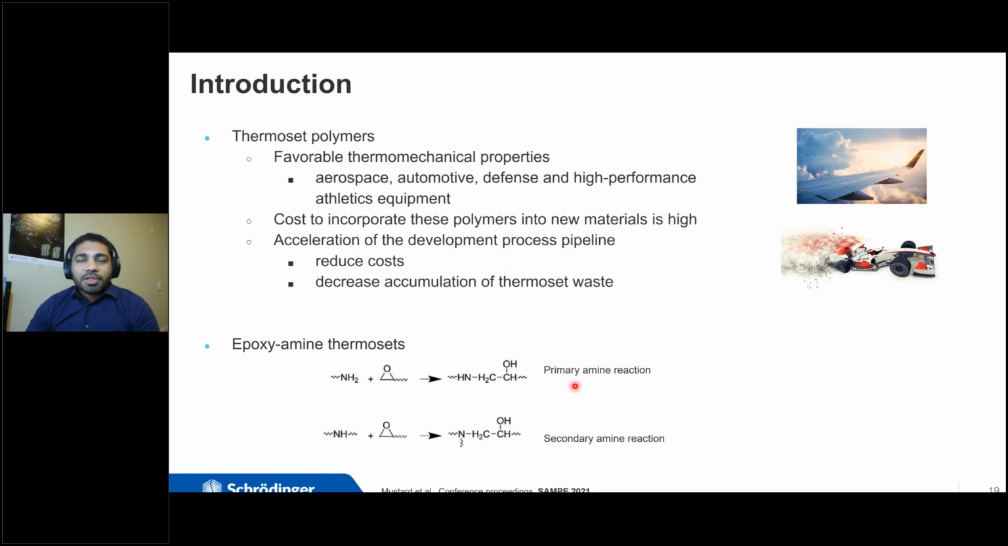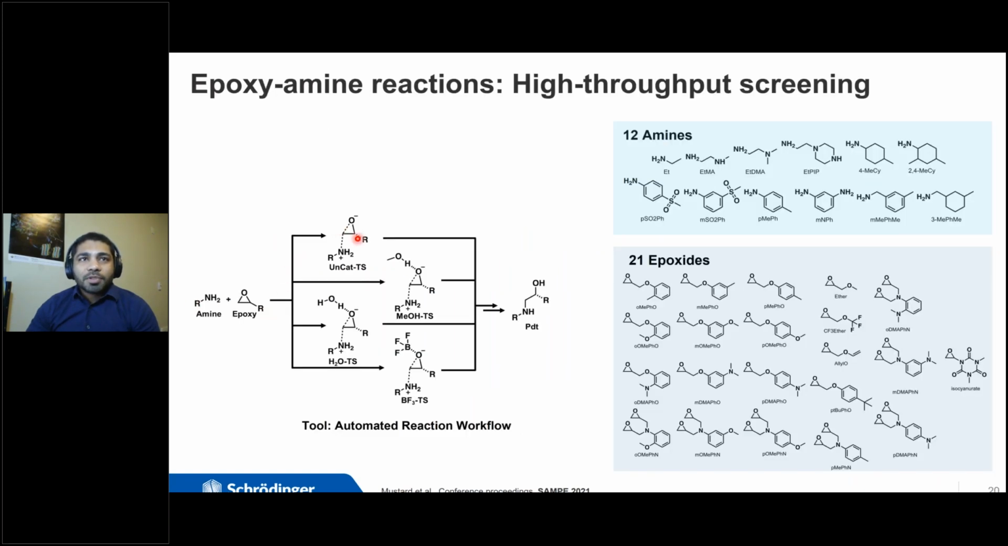In epoxy-amine thermosets, there are two types of reactions that occur during the cross-linking. The first one is the primary amine reaction, where the primary amine undergoes an addition reaction to form a hydroxyl group and a secondary amine. The secondary amine can further undergo a reaction with the epoxide to form a tertiary amine group and an additional hydroxyl group. So if you look at the primary amine reaction, this reaction can occur in the absence of a catalyst or in the presence of several different catalysts.